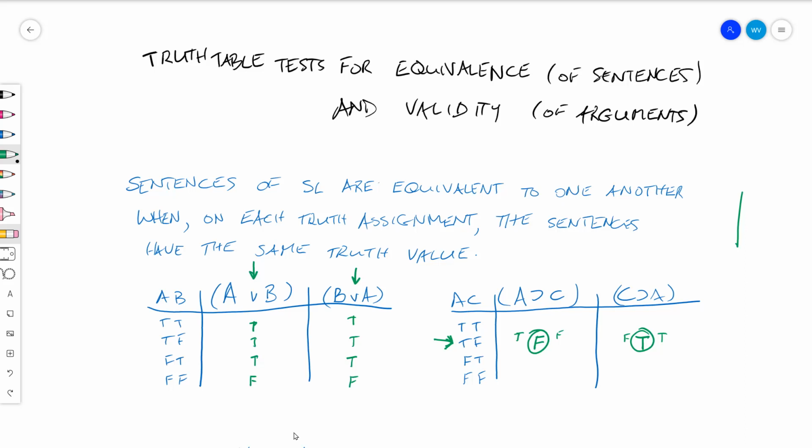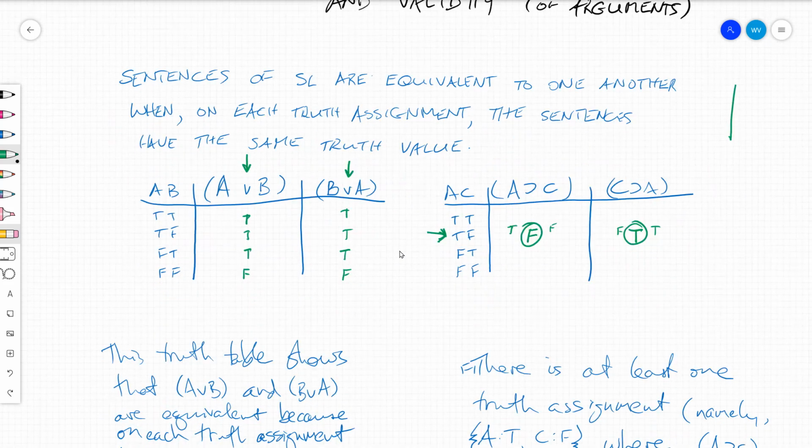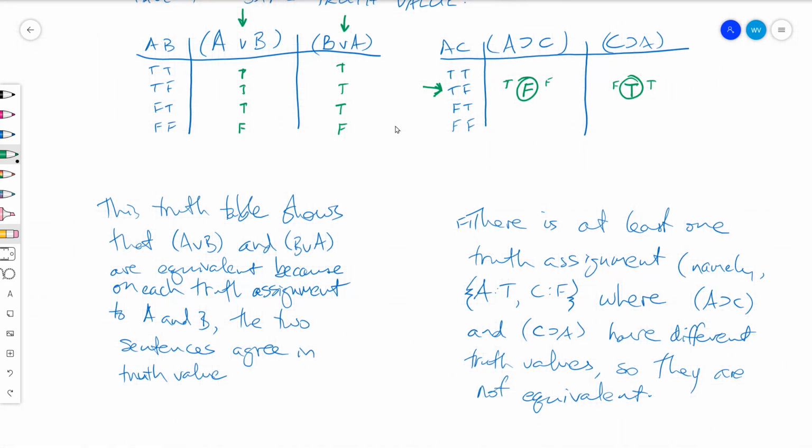Okay. Now, truth tables never speak for themselves, so you have to always give an explanation. Here's the kind of explanation that I'm looking for. It doesn't have to be word for word, but it has to capture the right ideas. On the left, it says this truth table shows that the sentences A or B and B or A are equivalent because on each truth assignment to A and B, their atomic propositions, the two sentences agree in truth value. Okay, that means that they're the same on each truth assignment. That's the kind of explanation you need for equivalence.